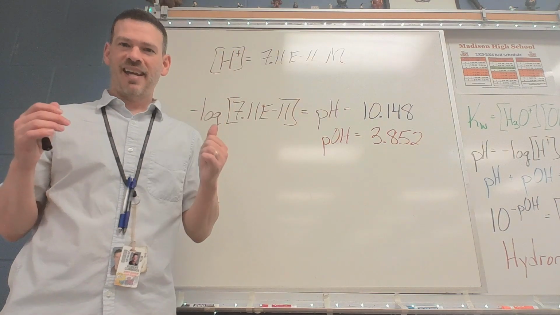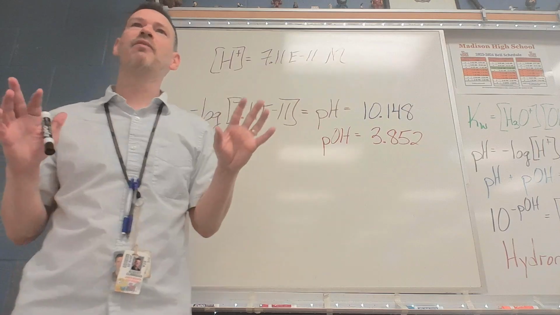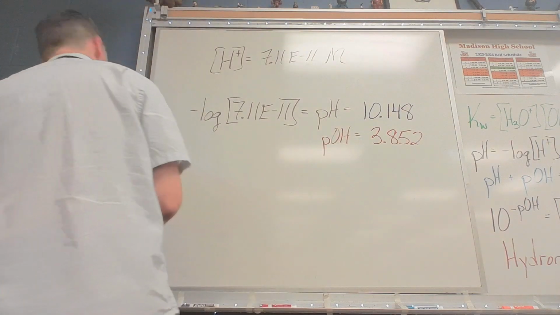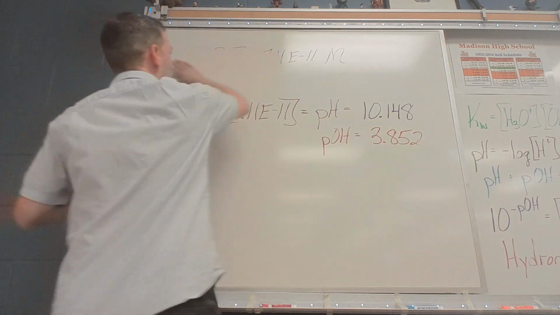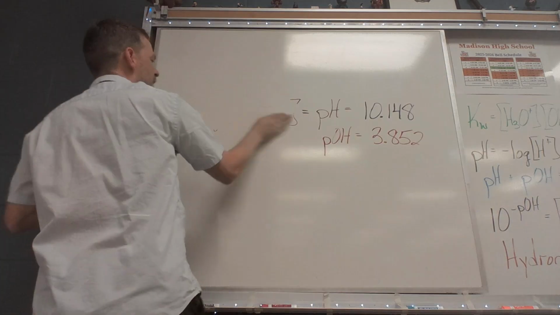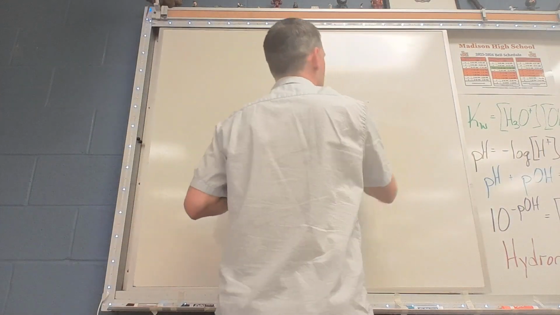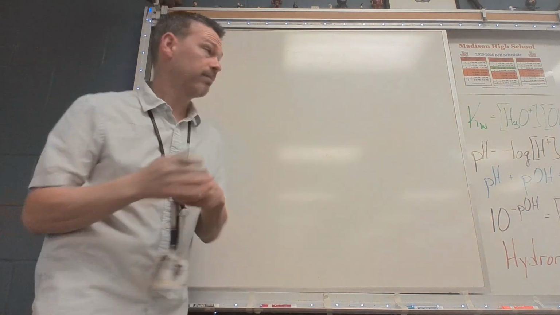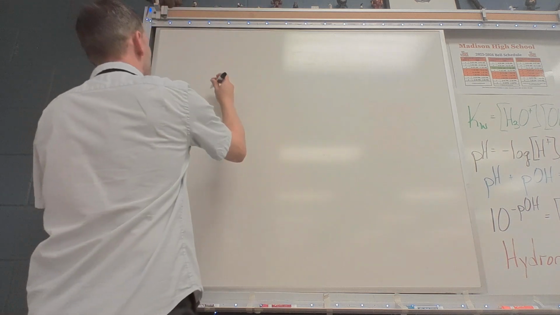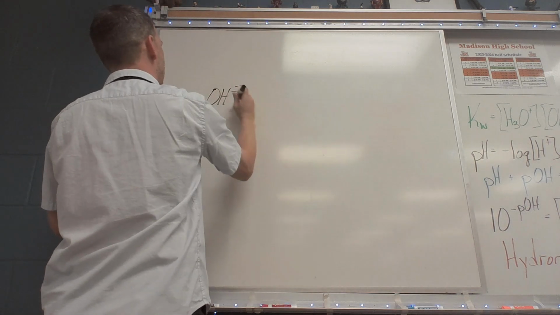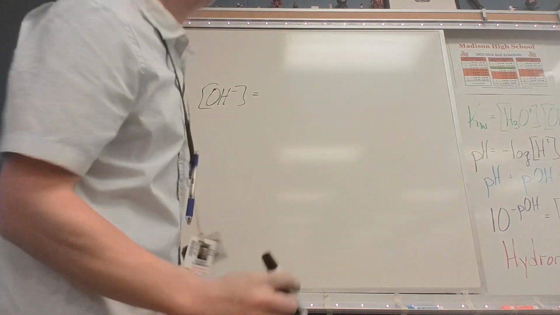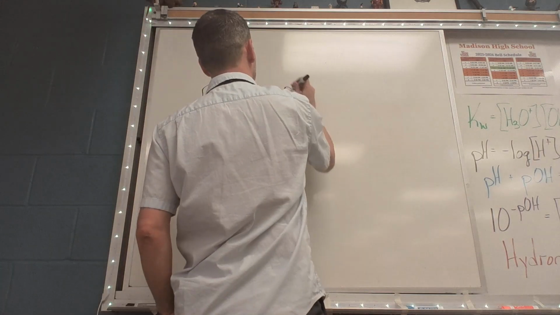Of course. Hey, the last one has a little twist on it. Let's look at what that last one is. The last problem doesn't give us an H plus, it gives us hydroxide. It says that the hydroxide concentration is 10.1 molar.